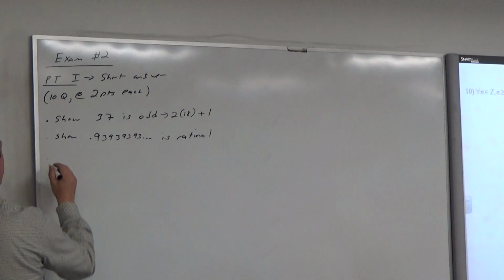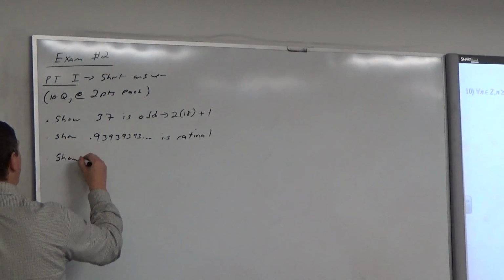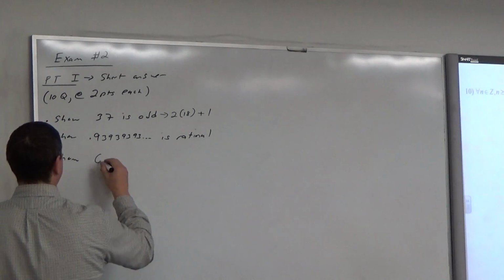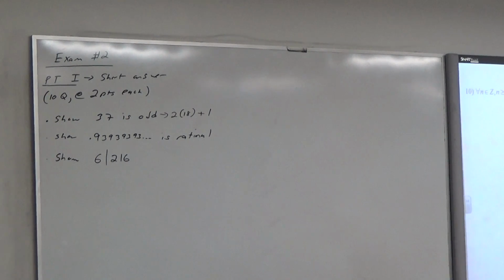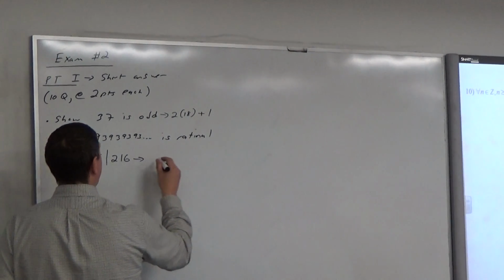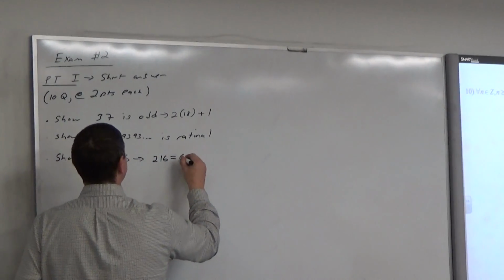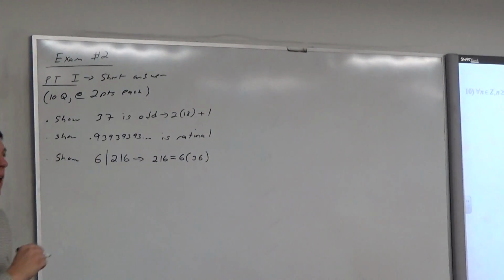Okay. I might ask you guys to show that something like 6 divides 216. So just really basic stuff that illustrates that you know the definitions of these sorts of things, okay? And by the way, there's a couple different ways you can do this, but what's one way that you can show that 6 divides 216? You could use long division, you could factor it, whatever you want to do. So you could say that 216 is equal to 6 times 36, and you'd be done with that. Literally something that easy.